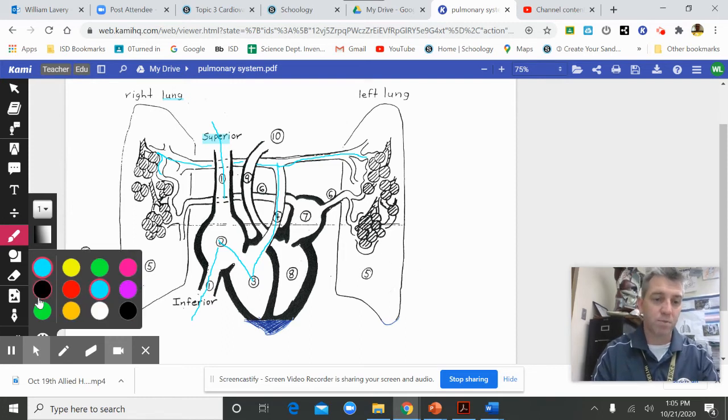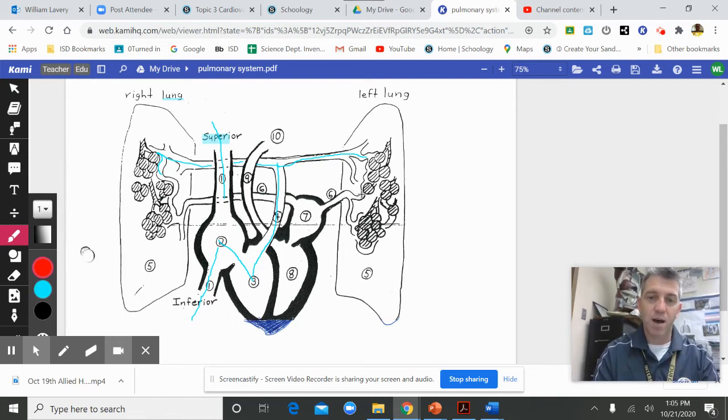So then the blood comes back. We're going to use red because now the blood is oxygenated. It comes through the pulmonary veins from both lungs into the left atrium. Okay? From the left atrium, the blood is received from the lungs and then is pumped into the left ventricle. The left ventricle pumps the blood through the aorta to the body and the heart itself.